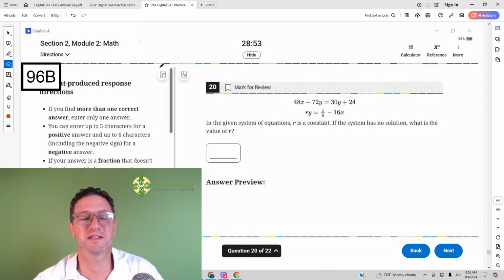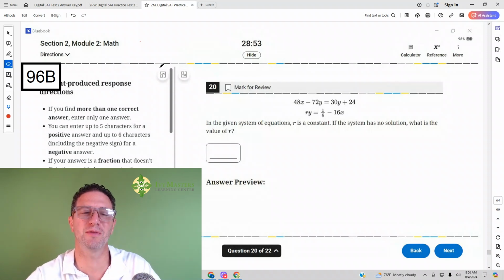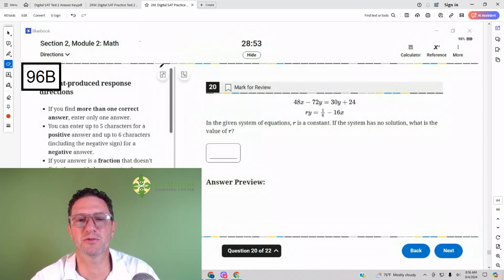from Digital SAT Test 2, Module 2B. This is from the harder set of math questions. Number 20 reads, in a given system of equations, R is a constant. If the system has no solution, what is the value of R?